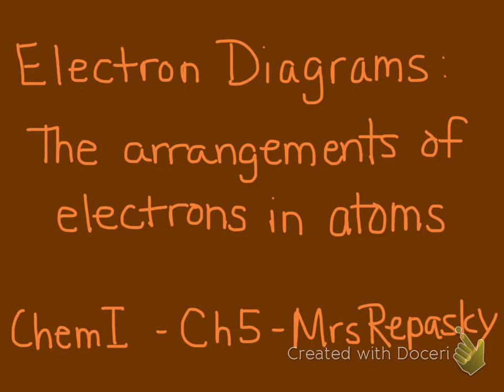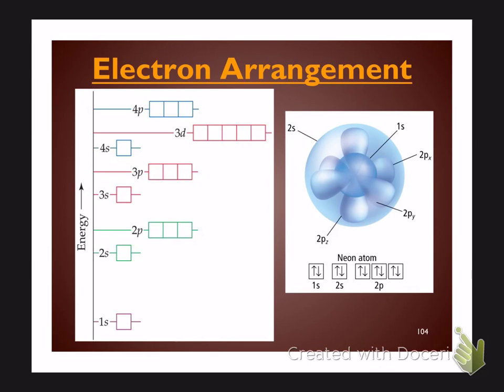Hello, this is Mrs. Rapaski, and this video is about electron diagrams, the arrangement of electrons in atoms. This is for Chemistry 1 class, Chapter 5, Quantum Mechanics. Electron arrangements tell us how the electrons are arranged within an atom.